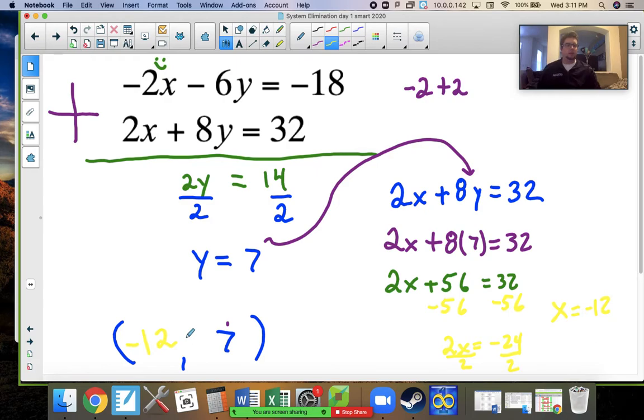And we've solved by elimination. So we set it up. We added the two equations together to eliminate the x's that are here. Solved our equation. We then plugged in the result into one of our equations to solve for our other point.